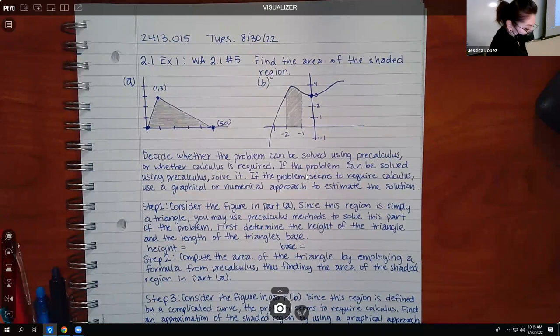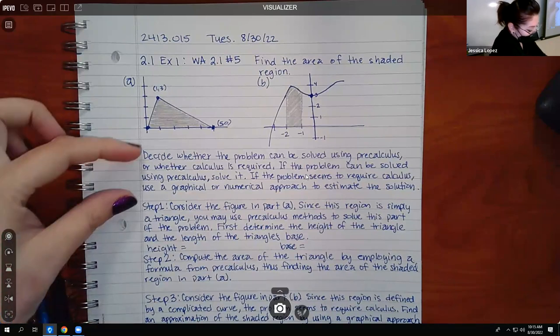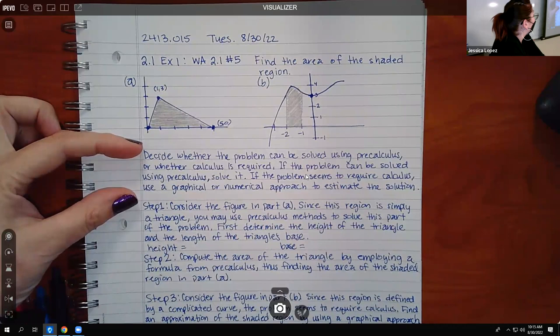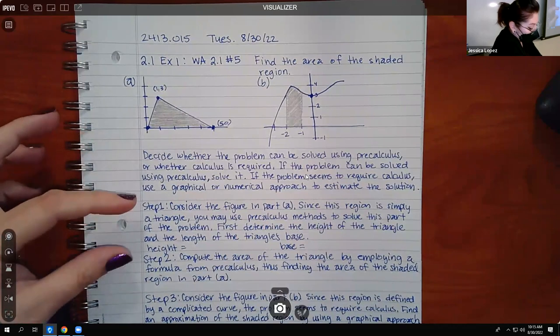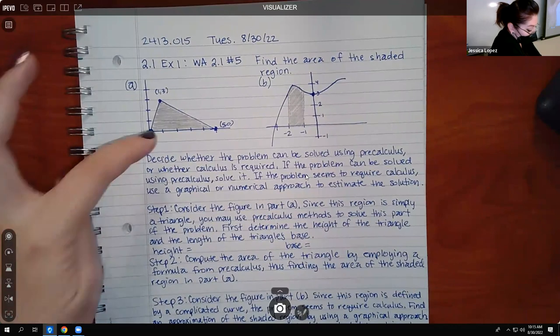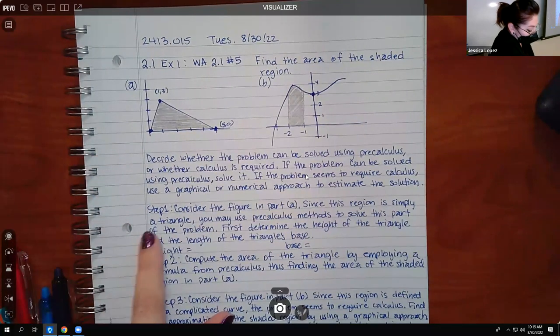So for the first part, this is essentially what I've already said, right? If it requires pre-cal, use it, solve it, figure it out. If it requires calculus, then you basically have to come up with an estimate, okay? Then step one says that in the figure part A, this region is simply a triangle and you may use pre-cal methods to solve this part of the problem. First, determine the height and the length of the triangle face.